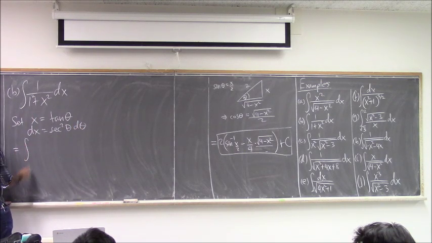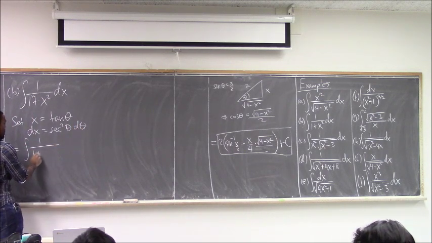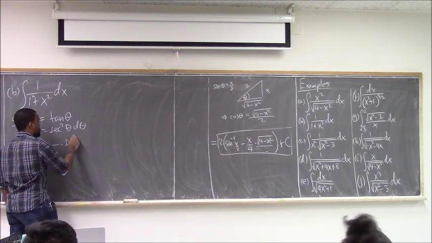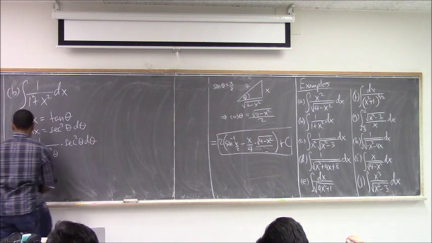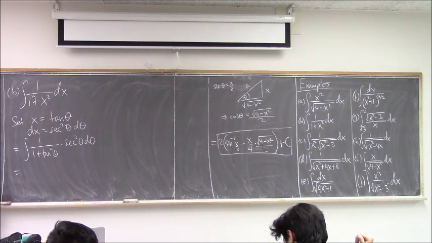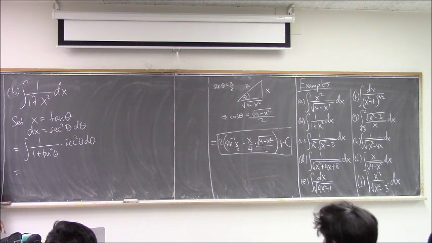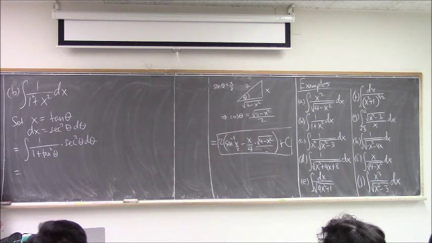We go and we plug that in. This would be 1 over 1 plus tangent squared times dx, which is secant squared. How do we do that integral? One of those secant tangent ones. Can we change the secant squared to tangent? How? What would that be?